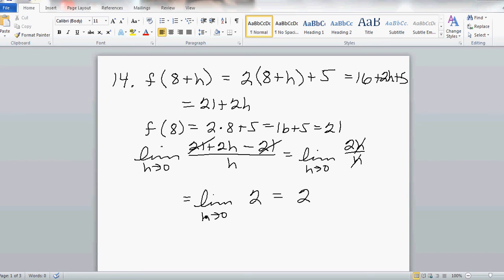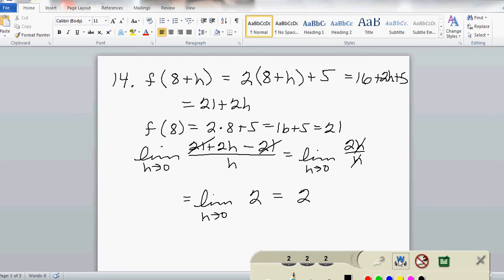What's the limit as h approaches 5 of 2? 2. What's the limit as h approaches 10 of 2? 2. And I sure hope I heard your lovely voices saying 2 right along with me.